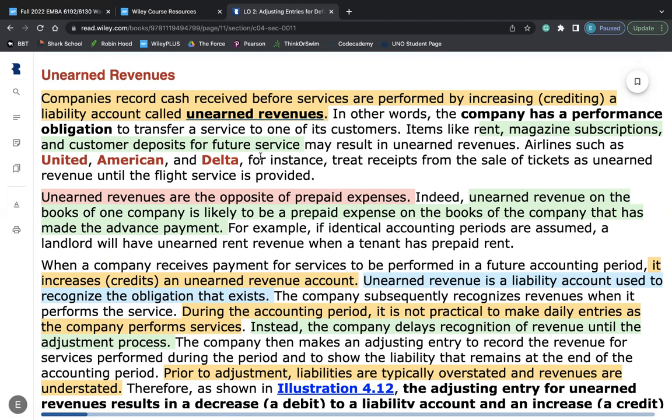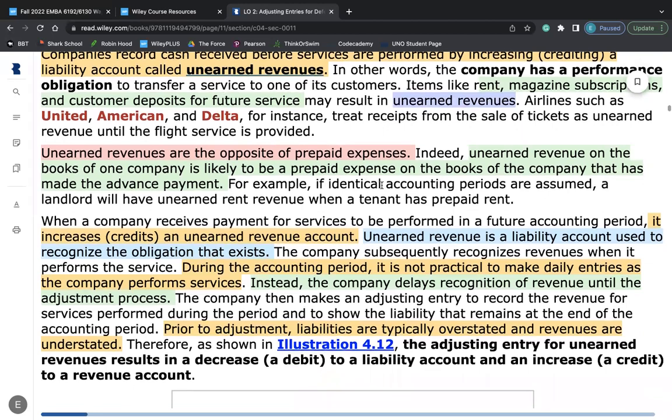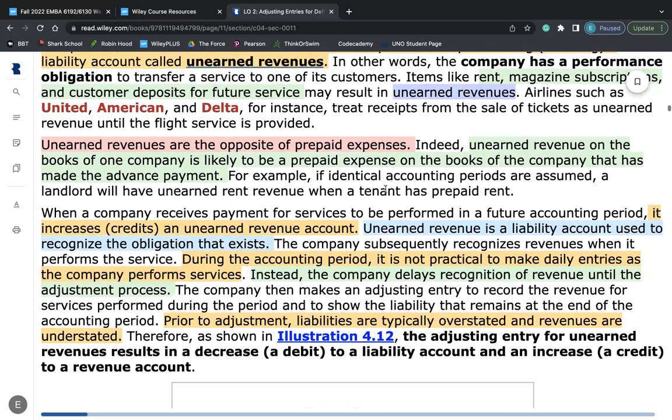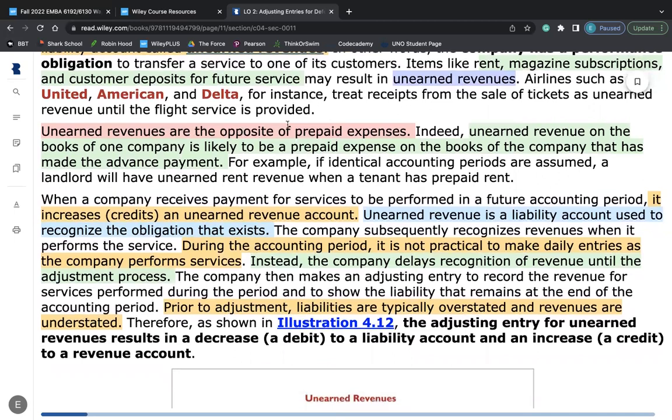Items like rent, magazine subscriptions, and customer deposits for future service may result in unearned revenues. Unearned revenues are the opposite of prepaid expenses. And indeed, unearned revenue on the books of one company is likely to be a prepaid expense on the books of the company that has made advance payment.